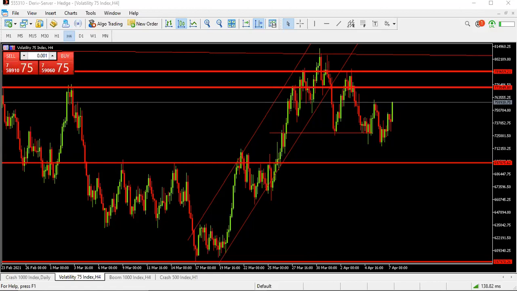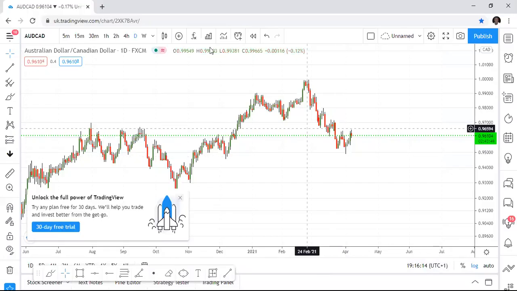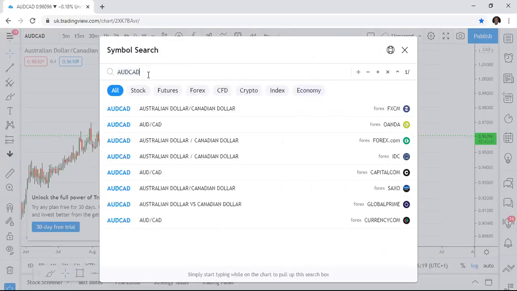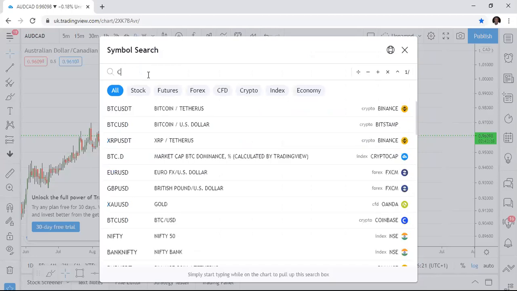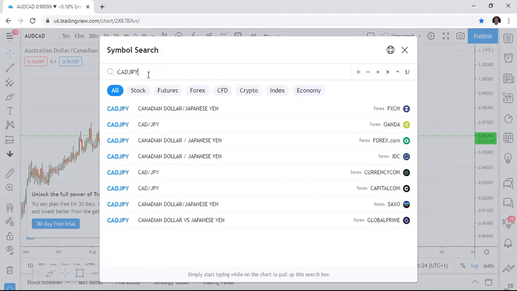Okay, CAD JPY. Okay, let's look at CAD JPY. That is Canadian dollar versus yen. Somebody said euro. I'm so happy that we have a lot of forex traders here. We have euro JPY, we have CAD JPY. Okay, we are going to be looking at euro JPY and CAD JPY. So let's look at them. CAD JPY.